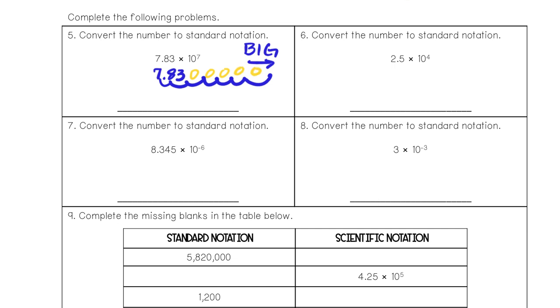So when I go to rewrite this, this would be 7, 8, 3, and then I have 5 zeros after that. So 1, 2, 3, 4, 5. If you want to, you could add the commas to show that it is 78,300,000.